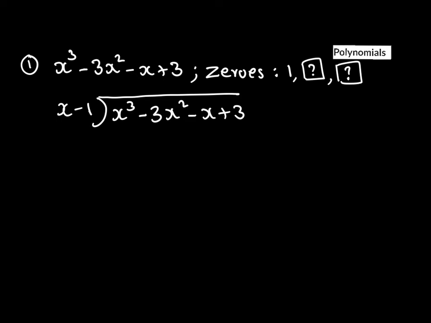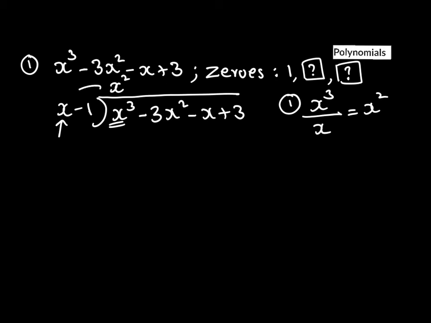Now let's learn the division process of dividing one polynomial by another polynomial. The first step is take the highest degree term of the dividend, which is x cubed, divided by the highest degree term of the divisor, which is x. So where do we land up? It's x squared. So this will be the first term of our quotient. And we carry on the division process.